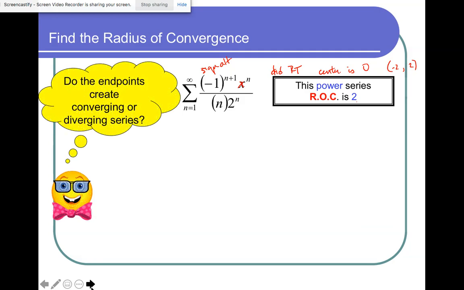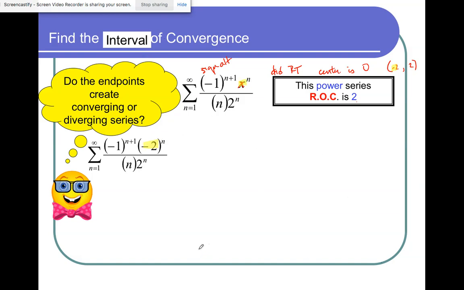But if I am asked about the endpoints, they won't ask me for the radius of convergence. They'll ask me for the interval of convergence. And then I have to take -2 and plug it in for my x. So what happens when I do that? Let's do some work on that.